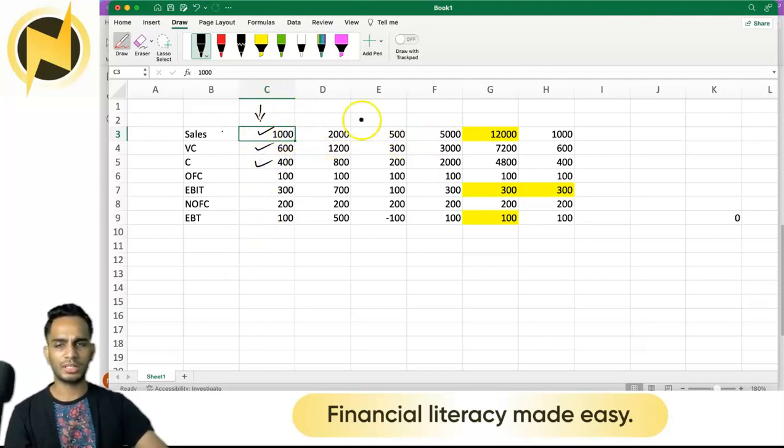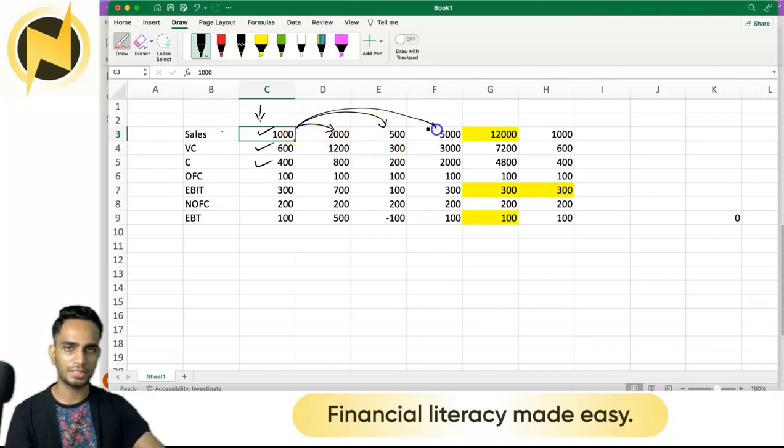Look at these examples, the D column, E column, F column. Here sales moved to 2000. Here sales dropped to 500. Here sales moved to 5000. So here sales grew 2 times. Here sales dropped by 0.5 times. Here sales grew by 5 times.